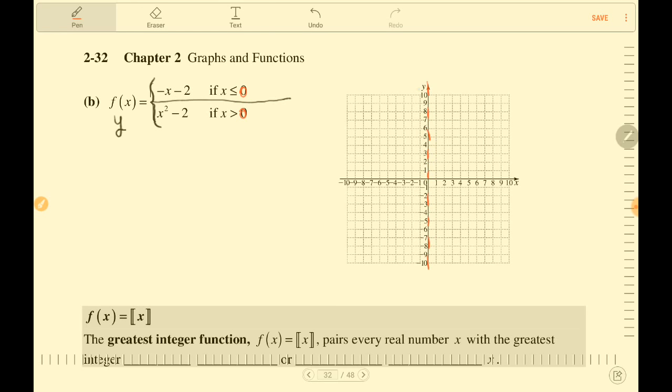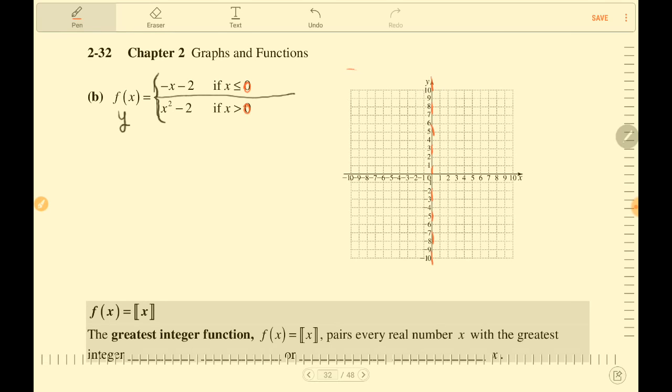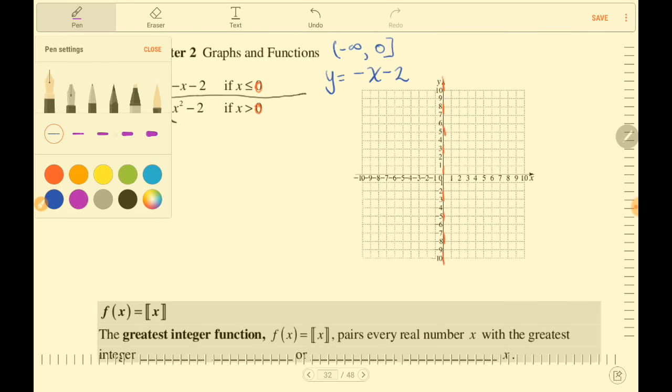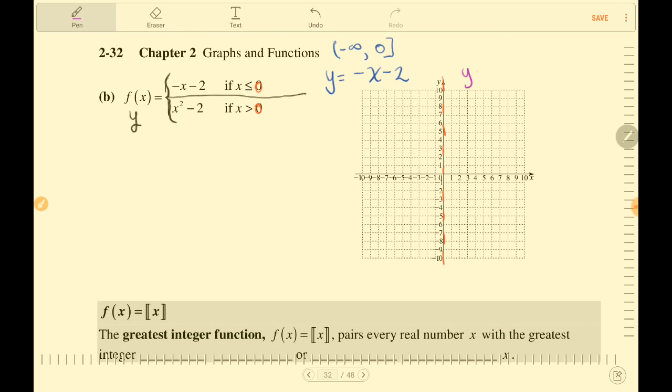On the side where x is less than or equal to 0, we're going to have, in blue, negative x minus 2. That's what our y values are going to be whenever x is starting at 0 and moving towards negative infinity. And on the other side, y is going to be x squared minus 2 for x strictly greater than 0, so for values of x from 0 towards positive infinity.